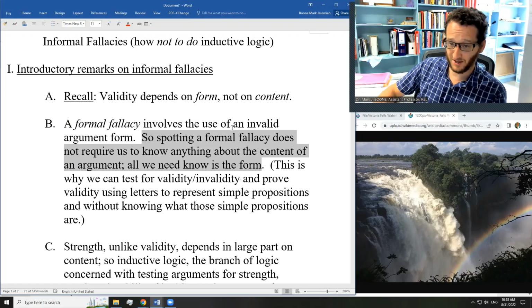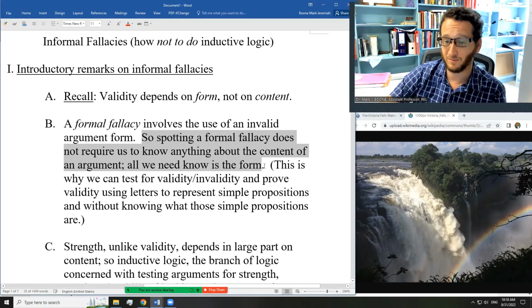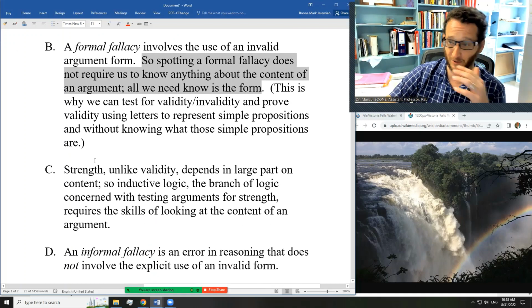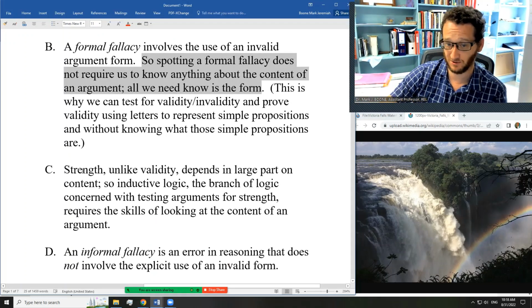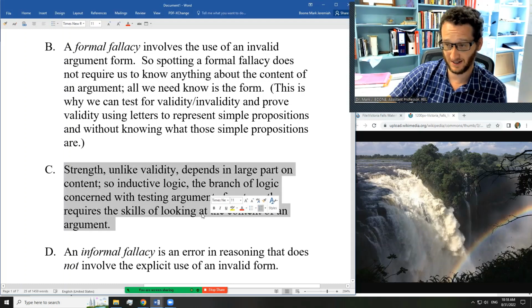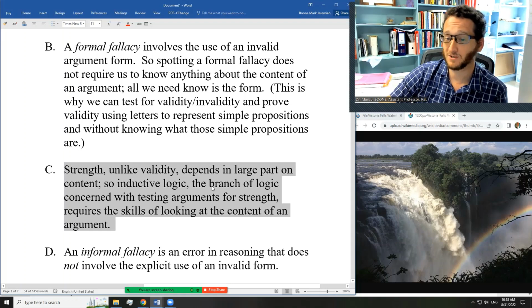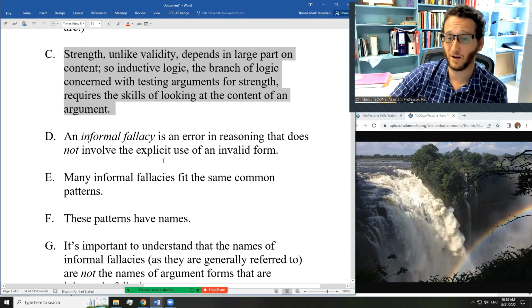That's formal fallacies, though. That's deductive logic. That's why we can test for validity or invalidity and prove validity using letters to represent atomic propositions, simple propositions, without even knowing what those propositions are. And we actually did that. But now we're doing inductive logic, so things are different. Strength, unlike validity, depends in large part on content, on the things we're reasoning about, not just on the way we're reasoning about them. So inductive logic, the branch of logic which is concerned with testing arguments for strength, requires us to pay attention to the content of an argument.